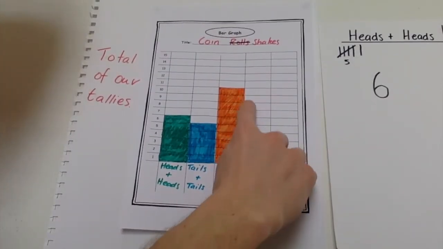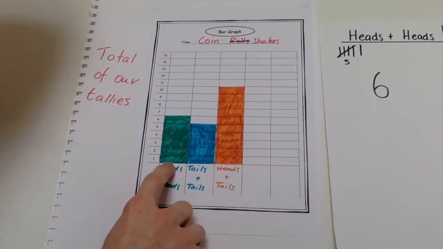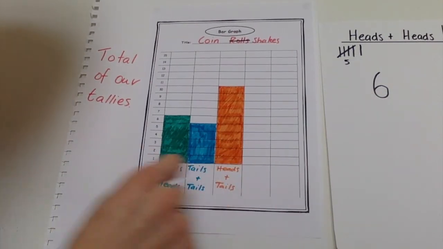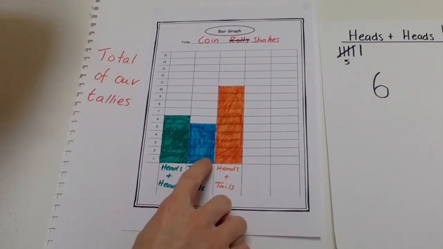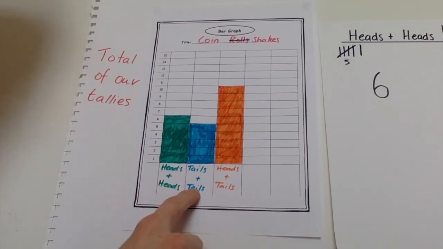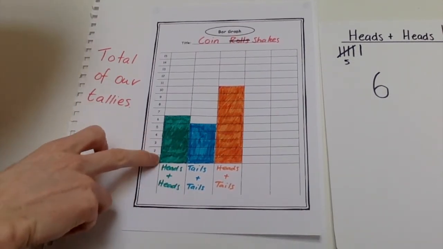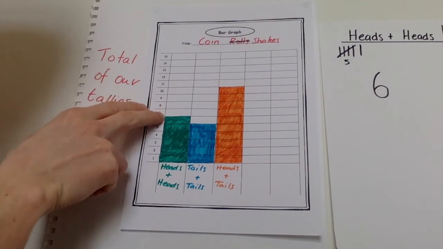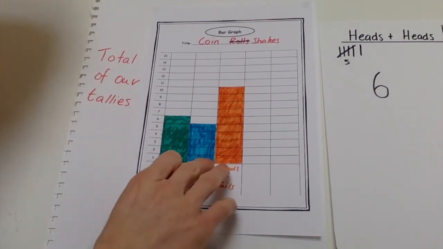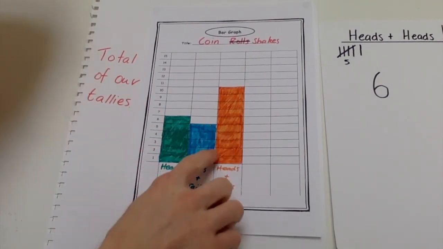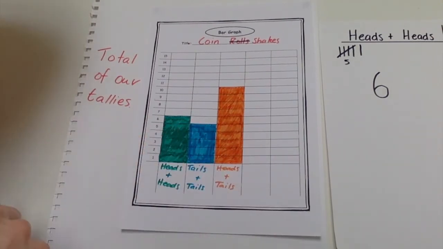Now, once you've coloured in all your bars, like I have done, have a look and compare all of them, okay? So I'm going to compare heads and heads with tails and tails. So I know that there are 6 in this one, and there are only 5 in this one, okay? And it looks a little bit smaller.